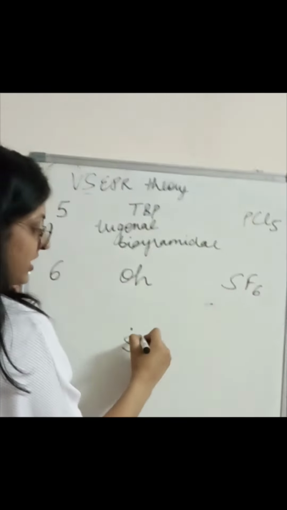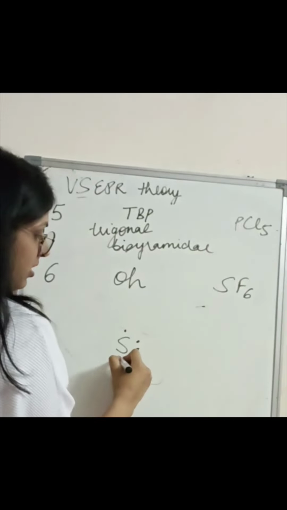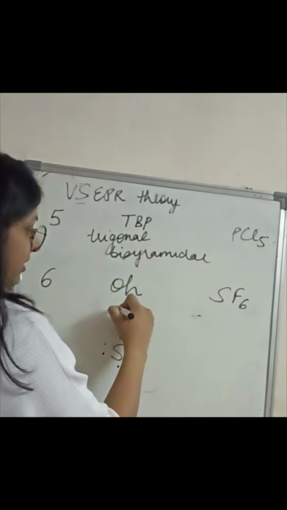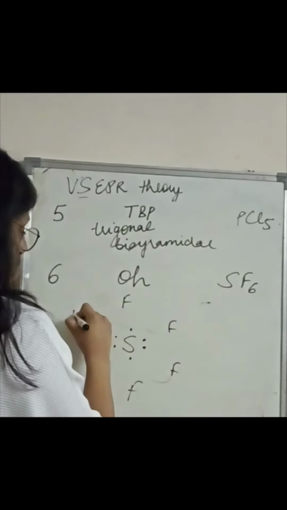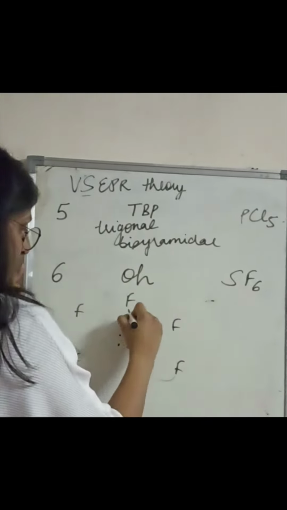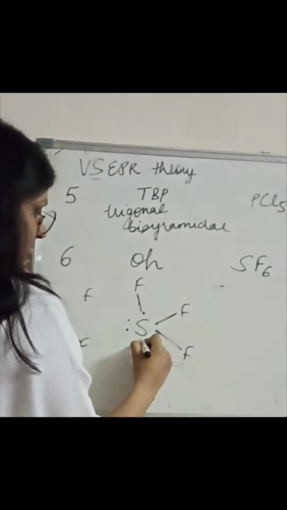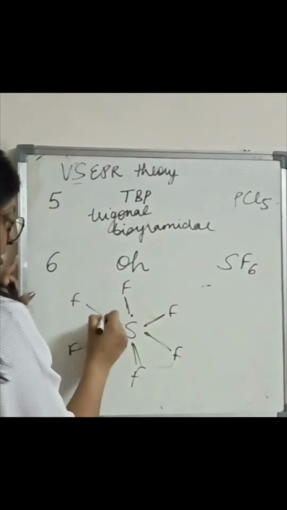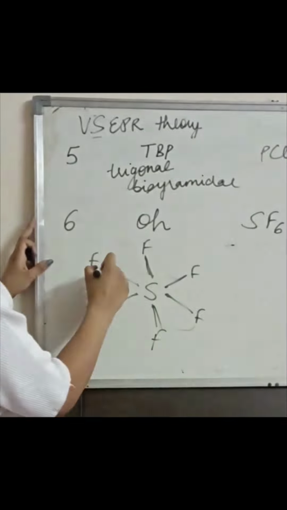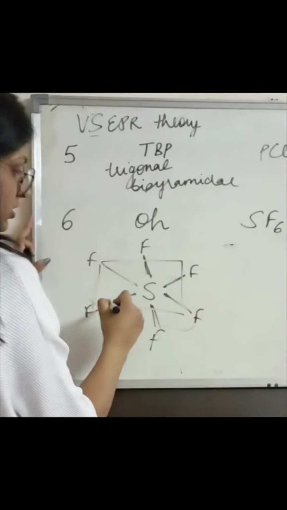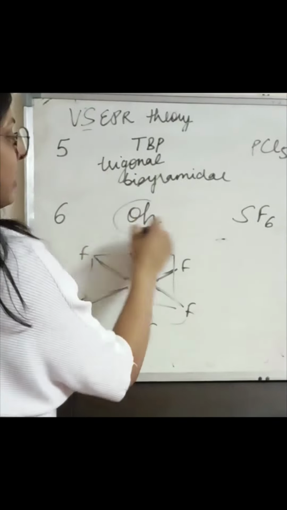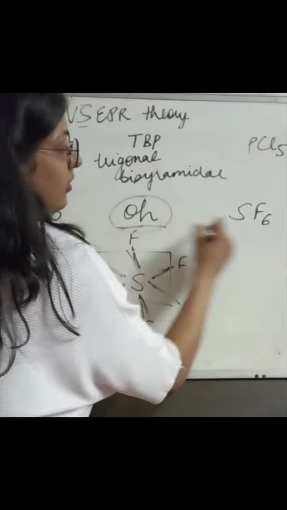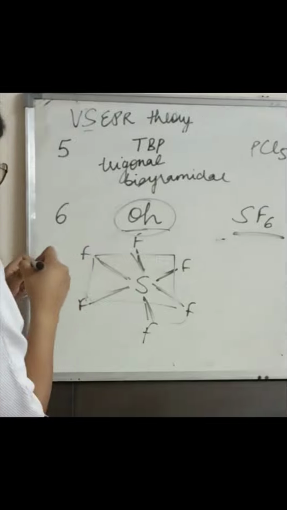In sulfur, we have 6 electrons in its outermost shell and 6 fluorine, 1, 2, 3, 4, 5, 6. So this is the octahedral geometry. We can see that there are 6 electron pairs and hence the geometry is octahedral, for example SF6.